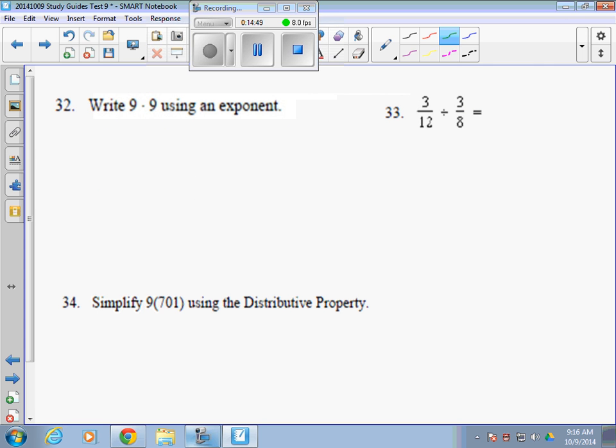Number 32 says write 9 times 9 using an exponent. So 9 times itself 2 times is 9 squared.